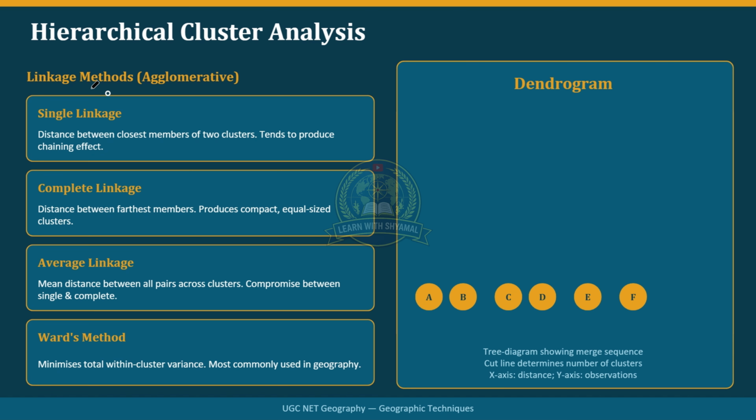Hierarchical cluster analysis, linkage methods, agglomerative. Single linkage: the distance between the closest members of two clusters, which tends to produce a chaining effect. This is an example of single linkage. Complete linkage: the distance between the farthest members, which produces compact, equal-size clusters. Average linkage: the mean distance between all pairs across clusters, a compromise between single and complete. And Ward's method minimizes total within-cluster variance, and is most commonly used in geography.